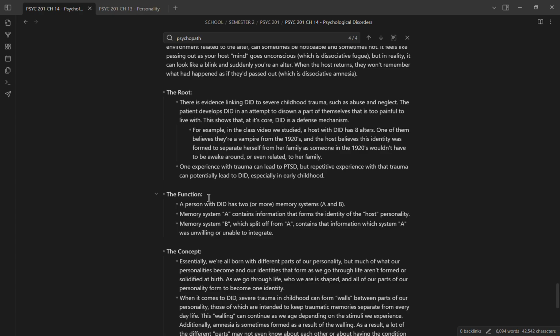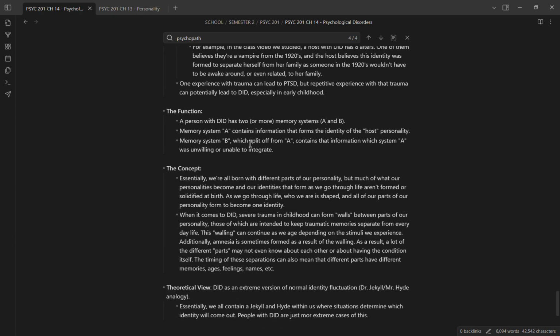The function, right? How do we break it down? How does it really work? Essentially, a person with DID has 2 or more memory systems. Let's call them A and B. Memory A contains information that forms the identity of the host personality. Memory B, which split off from A, contains the information which system A was unwilling or unable to integrate.